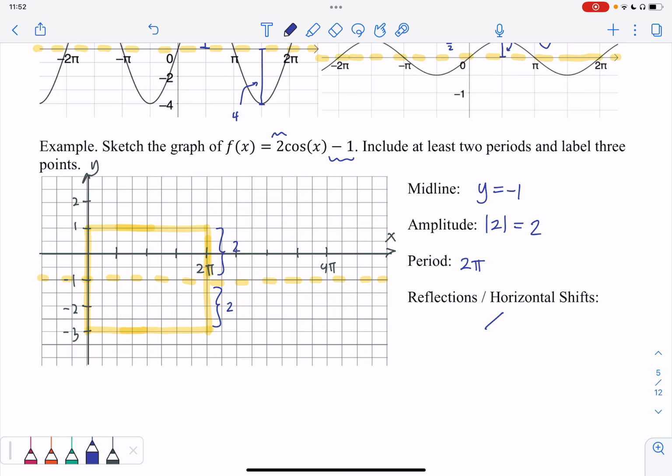Okay, I'm ready to go. Which one am I drawing? This is a cosine function, so I'm drawing the bowl. Bowl starts at the top.